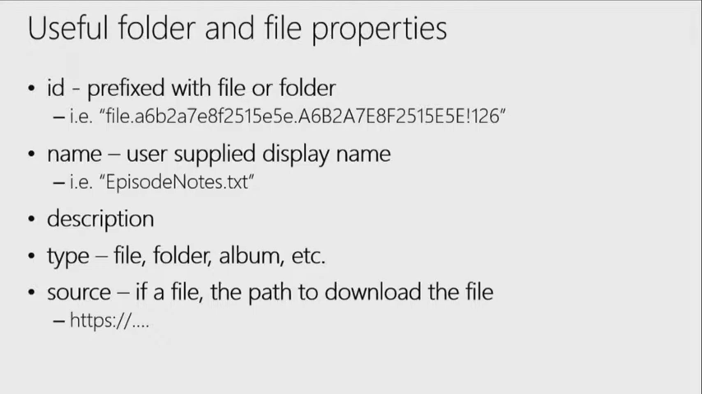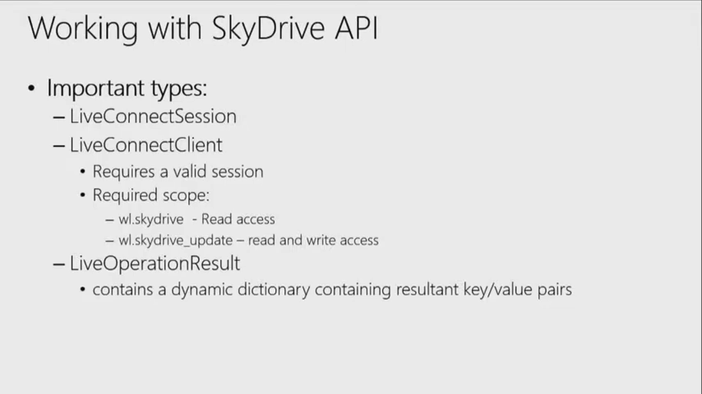But we want to start talking about how we're going to be working with the SkyDrive API. And as Jerry mentioned, the important types are a Live Connect session, and we get that via the login. That's our OAuth token that's initially done through the login. Exactly. And so we leverage that in the Live Connect client. We require that valid session. If we're interacting with SkyDrive, as Jerry mentioned before, we need one of these two scopes. wl.skydrive gives us read-only access. wl.skydrive_update gives us both read and write.